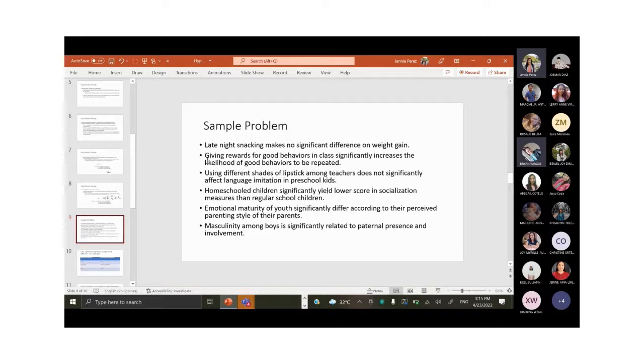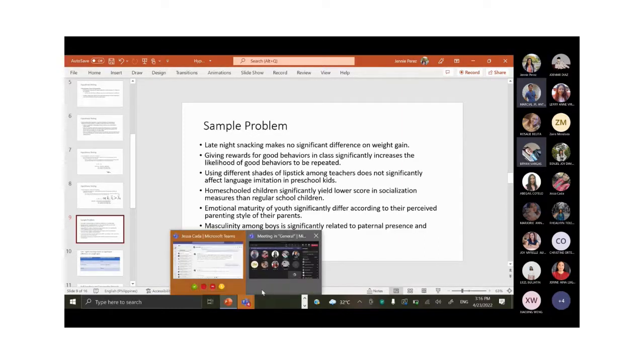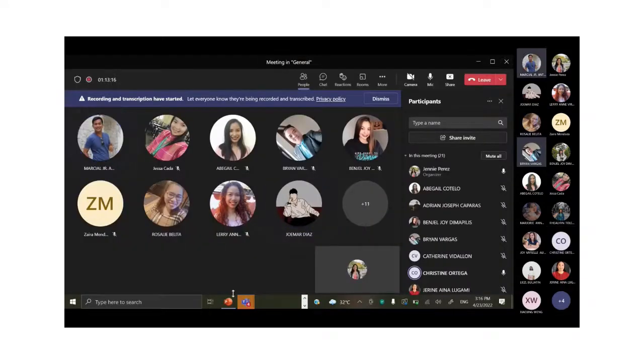Is this a null hypothesis or research hypothesis? Research hypothesis, Doc. Okay, very good. Now, what kind of research hypothesis? Is this a directional hypothesis or a non-directional hypothesis? Directional po, Doc.